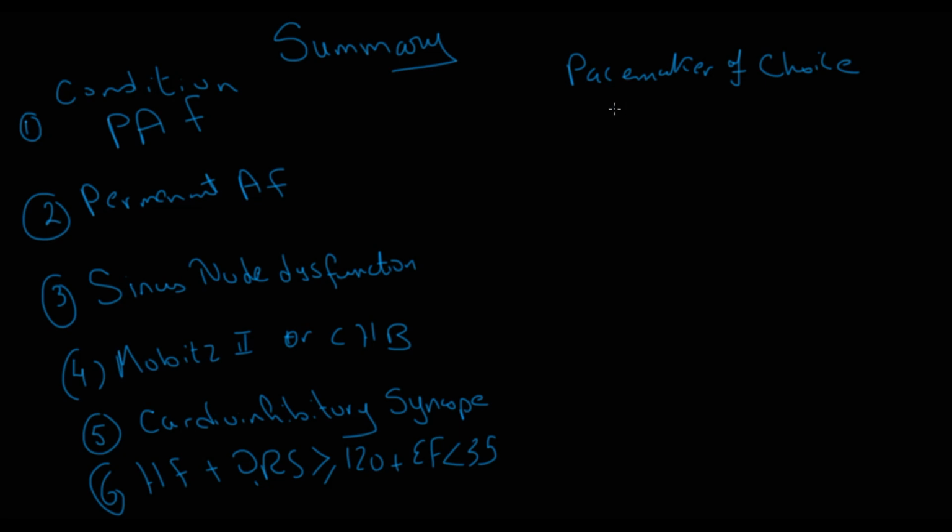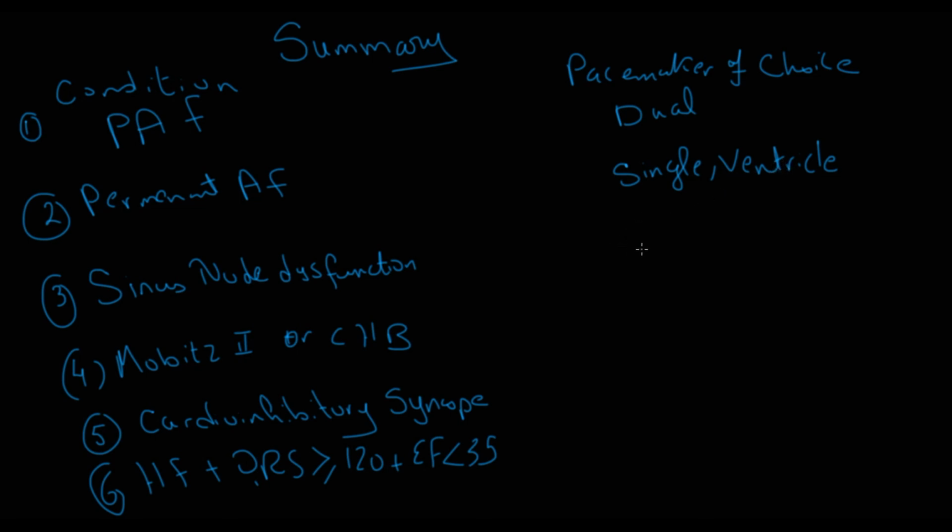As we say, for paroxysmal atrial fibrillation, the preferable choice is a dual chamber pacemaker, because as we know, paroxysmal means sometimes it's going to be normal, sometimes it's going to be in atrial fibrillation. Then for permanent atrial fibrillation, the pacemaker of choice is a single chamber ventricular lead, and we cannot use the atrial lead because there is chaos going on in the atria.